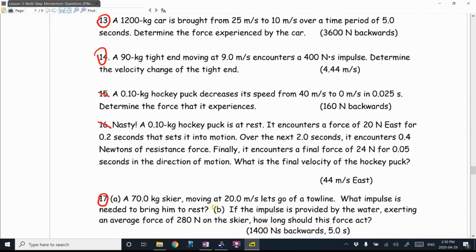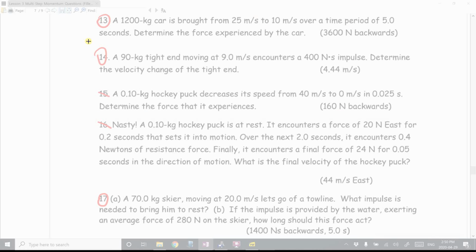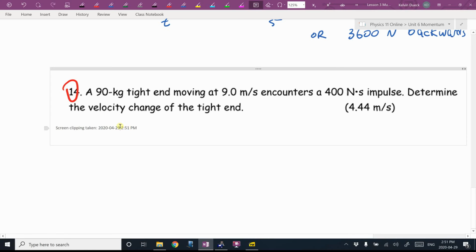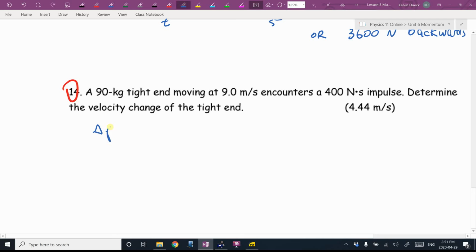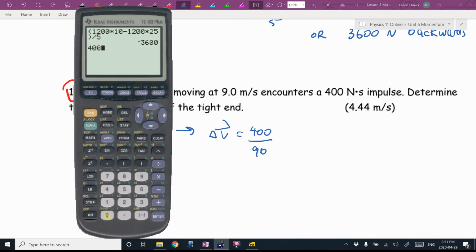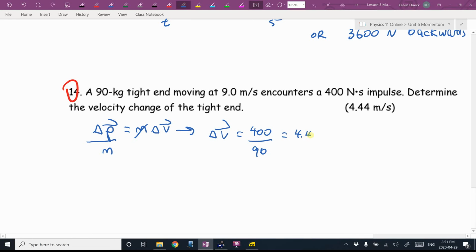Number 14. Football question, because there's collisions in football. A 90-kilogram tight end moving at 9 meters per second encounters a 400 newton second impulse. Determine the velocity change. Okay, well, another way to calculate impulse is mass times change in velocity. In fact, that's one of the equations that I gave you on your formula sheet. So if I want to find the velocity change, it's just going to be divided by the mass. The change in velocity is going to be 400 divided by 90. Mr. Dueck, what about that 9.0 meters per second? Turns out I didn't need it. And I get 4.44 meters per second. That's the change in velocity.